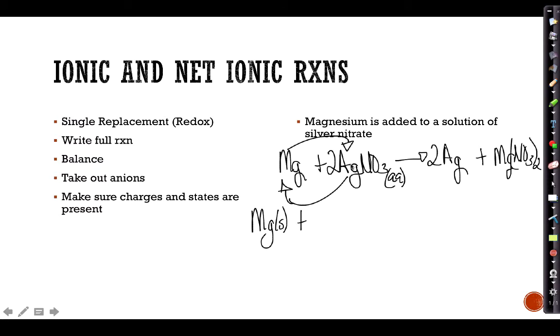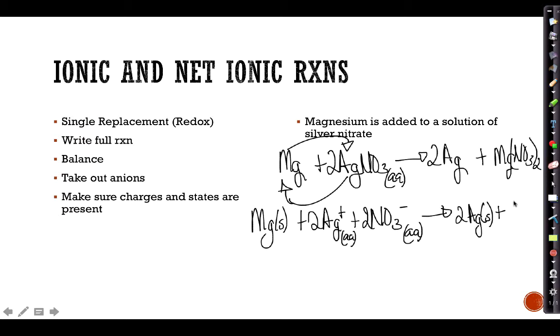So I have silver ions, and there's 2 of those, plus my nitrate ions, and there's 2 of those. This is aqueous, aqueous. All right, so now let's go to our product side. We'll have 2 solid silvers, and I also will break this apart because it's aqueous. So magnesium has a +2 charge, and nitrate, there's 2 of those. Has a -1 charge.